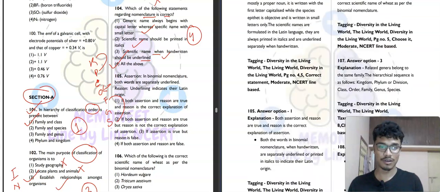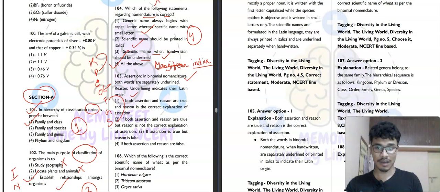Okay. So what it is saying is the assertion: in binomial nomenclature, the words are separately underlined. Yes, absolutely correct. You know that. Then underlining indicates the Latin origin. Just now I discussed this. So Mangifera indica, when we write it, we underline Mangifera indica to denote that it is a scientific name. And why are we underlining it? We are underlining it to indicate their Latin origin. So both assertion and reason are correct.